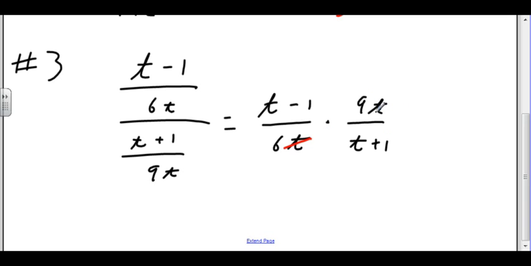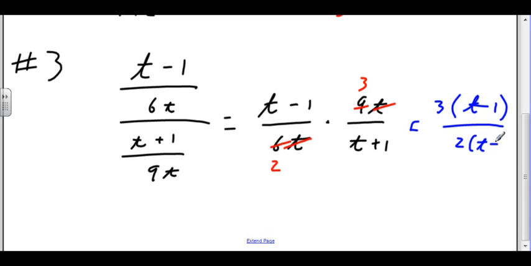And the t's can go away, and the 3 can go into 9, and 3 can go into 6. And we can write down a final answer, 3 times t minus 1 divided by 2 times t plus 1. And we're missing a parentheses, so I guess we better put one in. Okay, good enough?